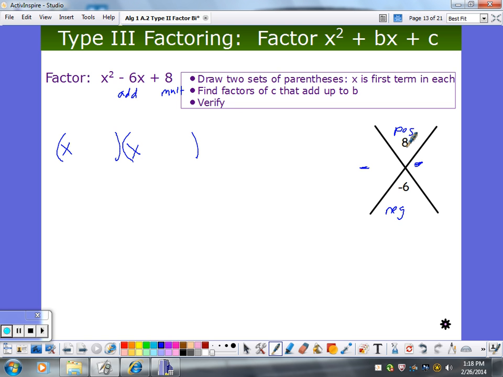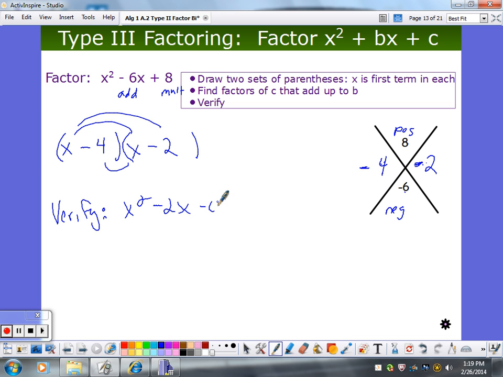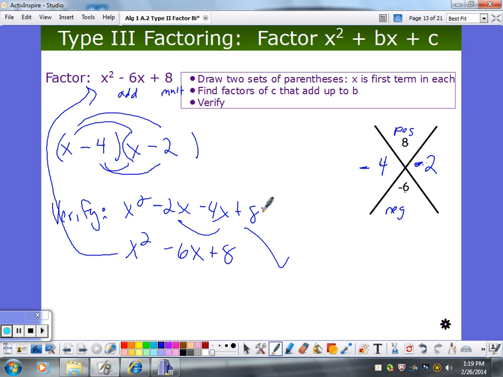Now I need two numbers that multiply to this but add to that. Negative 4 and negative 2. And test it. Negative 4 times negative 2 is 8. Negative 4 plus negative 2 is negative 6. So negative 4, negative 2. So the minus signs are kind of taken care of. Let's verify. That's x squared minus 2x minus 4x, negative times negative plus 8. Combine the middle terms. Do I get what I started with? I did it right.